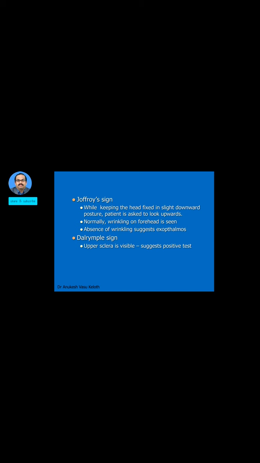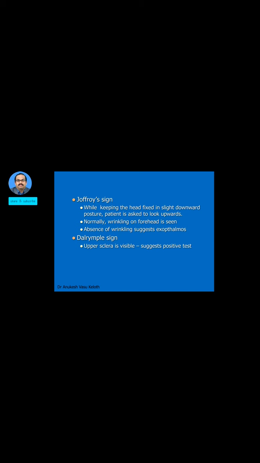Now if you have exophthalmos, the eye will be able to look upwards even before you use the forehead muscles. So you will not require to use the forehead muscles and so there will be no wrinkling. So absence of wrinkling would suggest a positive Joffroy sign. That is, while keeping a downward gaze, while the head is fixed, the person is asked to look up and the person will be able to look up without any wrinkling of the forehead.